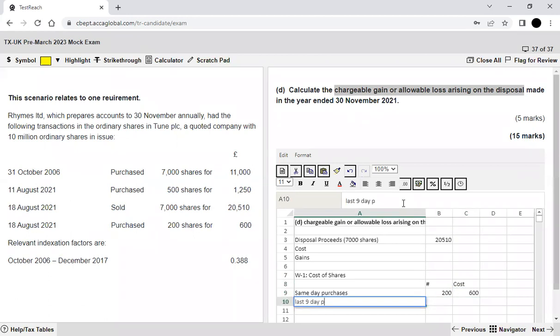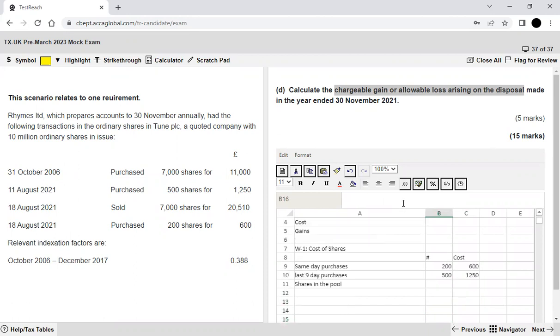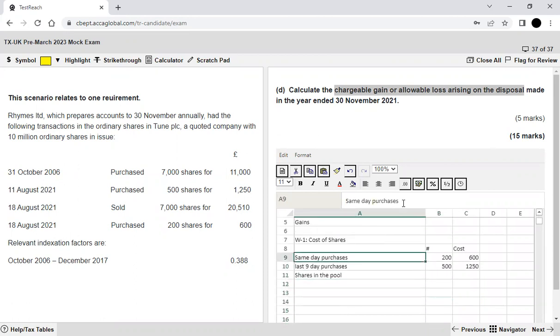Then is there any last 9-day purchases? The answer is no. Then shares in the pool, sorry. So let me update it. 500 shares, 1250. How many shares would have been disposed of from the pool? So the total of 7,000 shares have been sold out. So 7,000 minus 200 minus 500, i.e. 6,300 shares would have been sold from the pool, right?